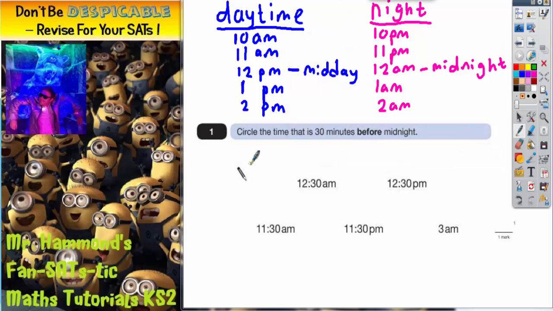Question one. Circle the time that is 30 minutes before midnight. Well, we all know that midnight is when the clock reaches 12. So 30 minutes before that is going to be half past 11.